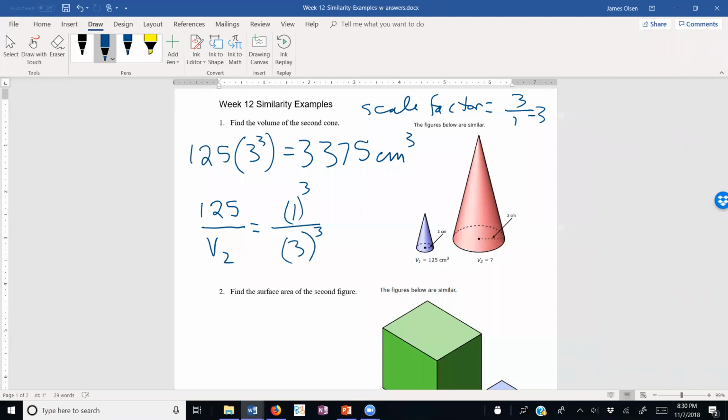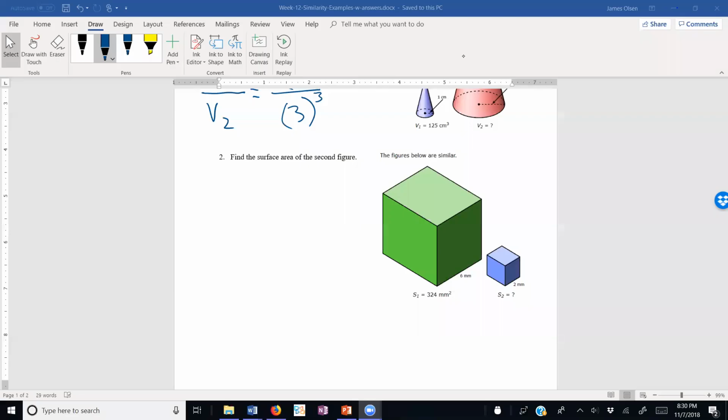Now let's take a look at our second example. We have two similar figures again. Now, the thing that's nice about this generalization that we're using, it doesn't matter what the figures are as long as they're similar. They might be cones, might be pyramids, might be cylinders, whatever. This time the scale factor, going from large to small, is going to be 2/6. The scale factor is 2/6, which is 1/3.